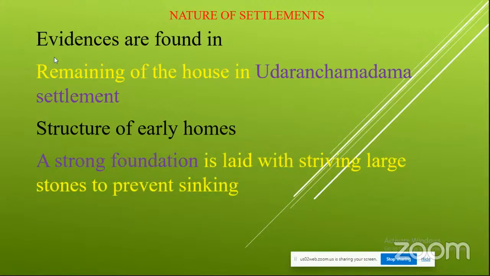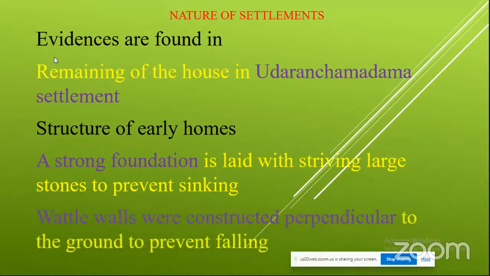There are two very important features that you can see in this house. A strong foundation is laid with large stones to prevent sinking. So they had the knowledge that a strong foundation is needed to prevent sinking of the entire house. How did they make this strong foundation? By laying large stones. On that they applied clay. On that only they constructed the walls of the house.